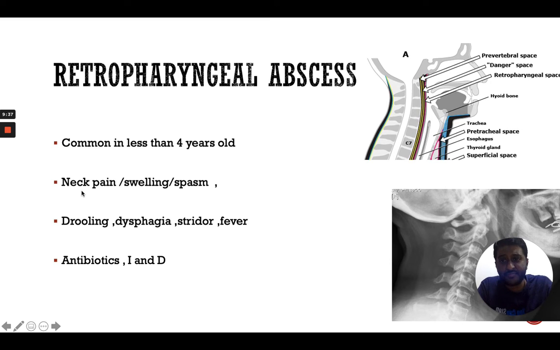they can present with neck pain, swelling, spasm. They can also have drooling, dysphagia, stridor, and fever. This is because the retropharyngeal space is close to the airway and it's very tight. If there's any collections here, it can push the airway forward, causing obstruction of the upper airway. Okay. Again, if you suspect retropharyngeal abscess, the patient is very unwell. This patient should be managed in resus, and treatment is usually antibiotics, intubation if needed.